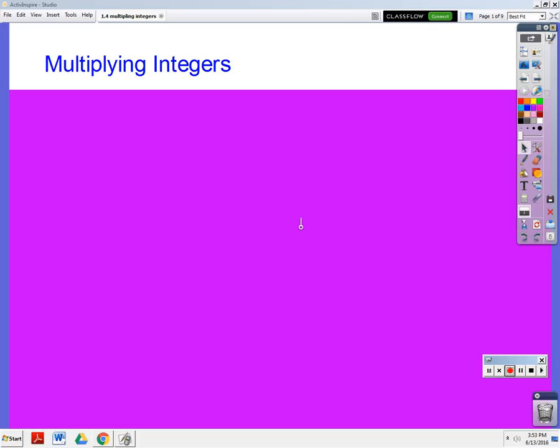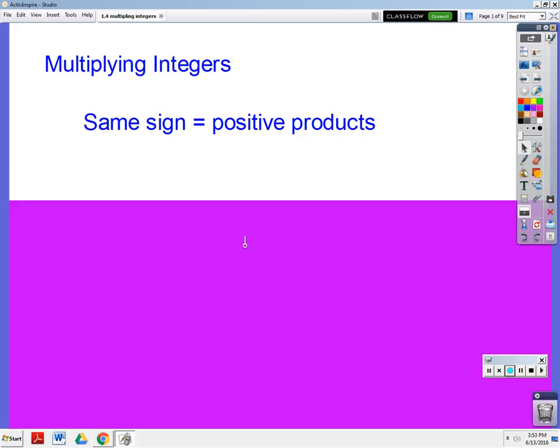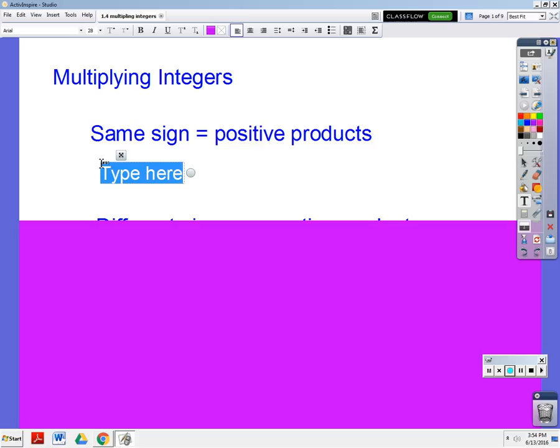All right, today we're going to talk about multiplying integers. There are two big rules for multiplying integers, and it's way easier than adding or subtracting integers. So one thing you need to remember is when you are multiplying two numbers that have the same sign, your answer or your product will be positive. So let's see what that looks like.